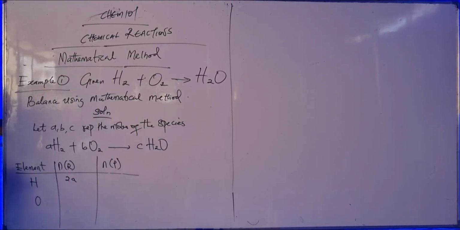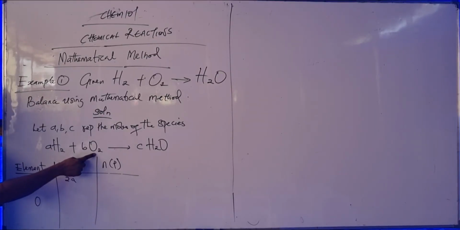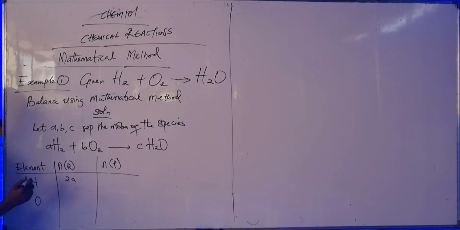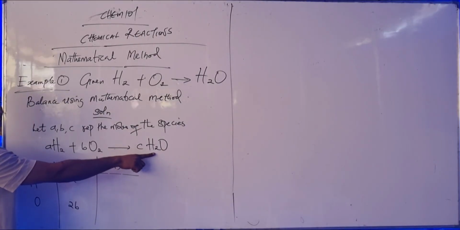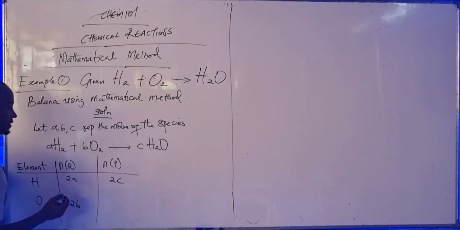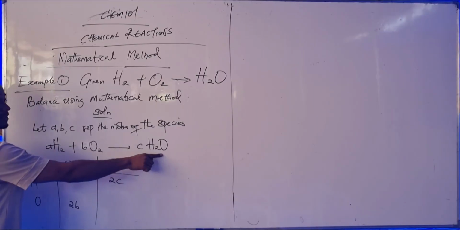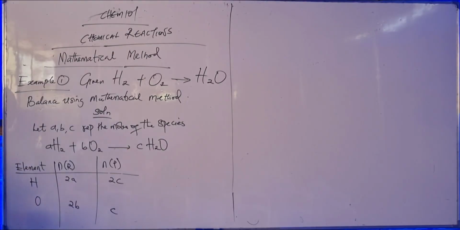2A. Now let's go to oxygen in the reactant. How many do we have here? 2. 2 times B is what? 2B. Are you getting it here? Then for the product side, what's the mole of hydrogen in the product side? Still 2. 2 times C is what? 2C. Now what about oxygen in the product side? 1. 1 times C is what? C. Are you getting it here?